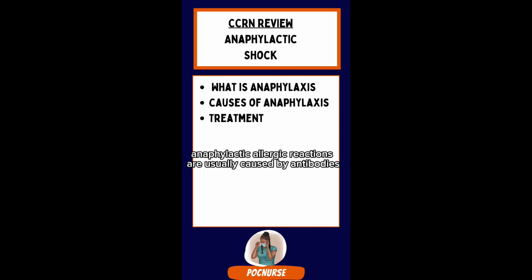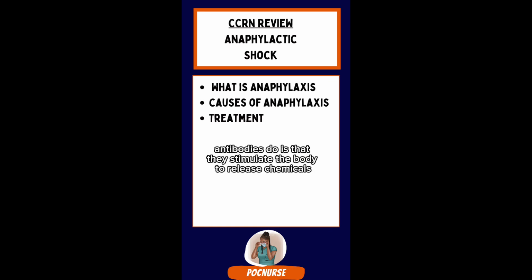Anaphylactic allergic reactions are usually caused by antibodies. They are caused by IgE antibodies. What these IgE antibodies do is that they stimulate the body to release chemicals such as histamine when the patient is exposed to a substance that can trigger an anaphylactic reaction. Now, this histamine can cause vasodilation in a patient. It can also cause bronchospasm. So the patient may become hypotensive and the patient may be having trouble breathing.